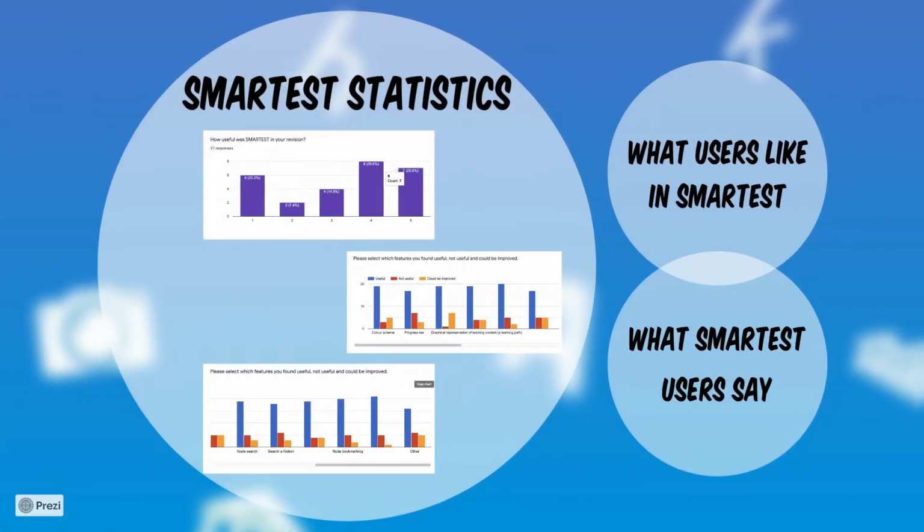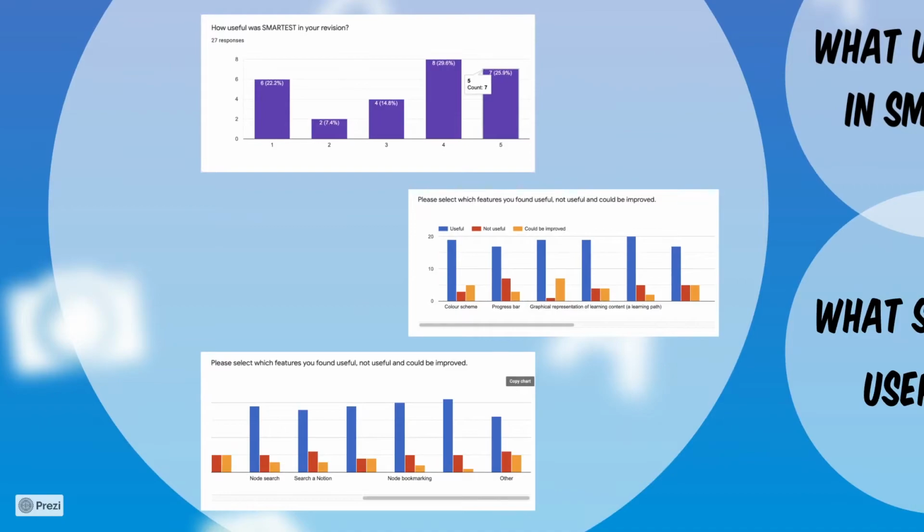And now moving on, we have gathered some feedback and compiled some statistics about Smartest in use. As you can see from the presented graphs, the majority of students that provided feedback found Smartest helpful with their revision. We can also see that most of the Smartest features available were thought to be rather useful.